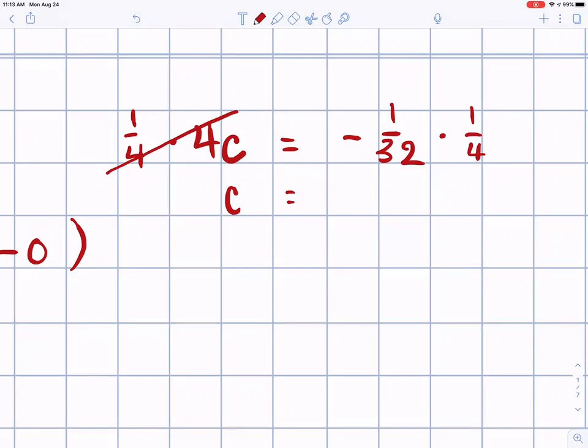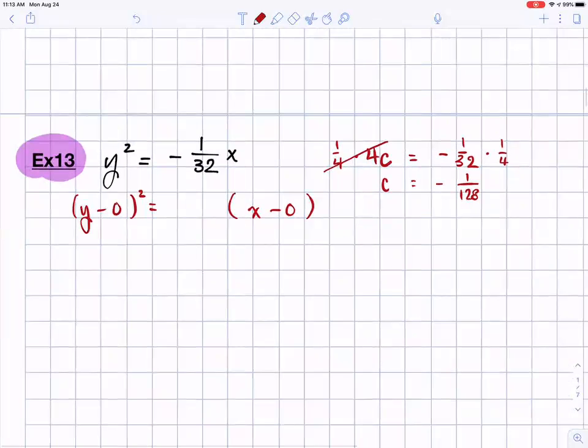So go ahead. Remember, with multiplying fractions, you multiply tops, you multiply bottoms. So what does C equal? So what was that bottom number? 128. Okay, so now I can go back to my standard equation, and if I'm writing this just like the standard equation, I know that this is 4 times negative 1/128. There's my 4C.